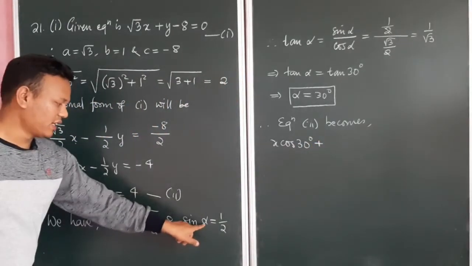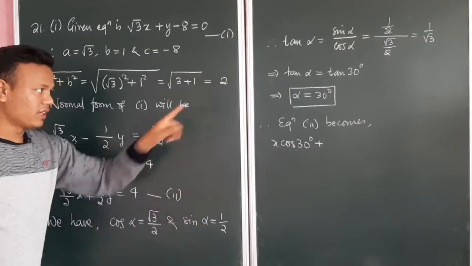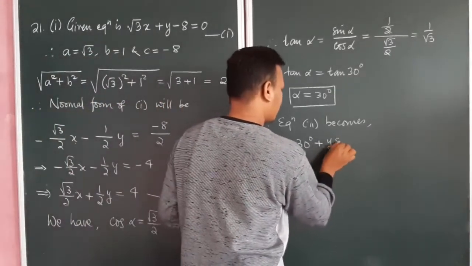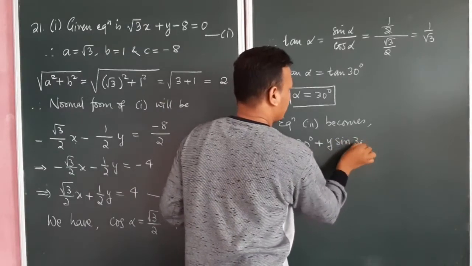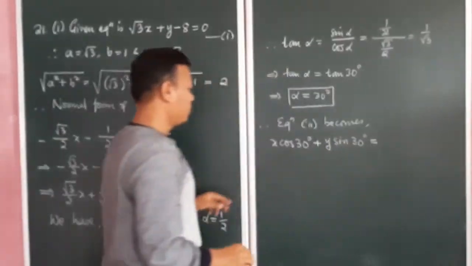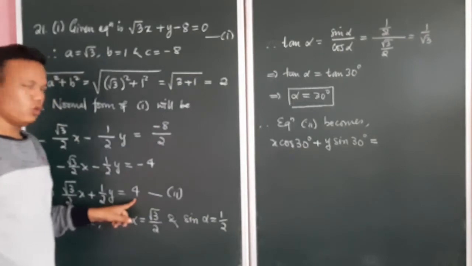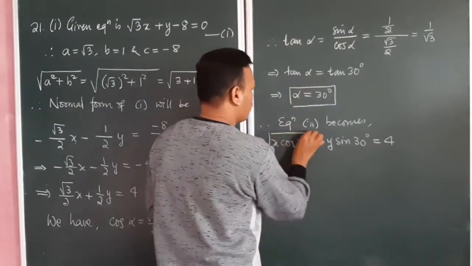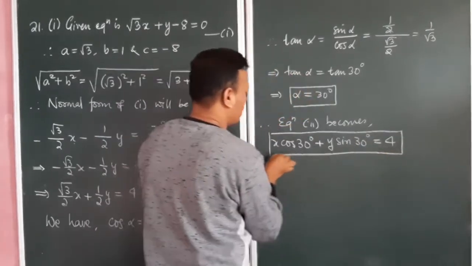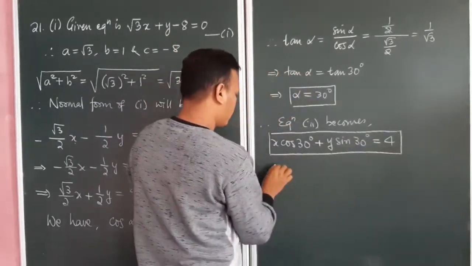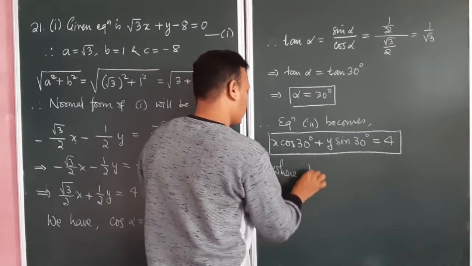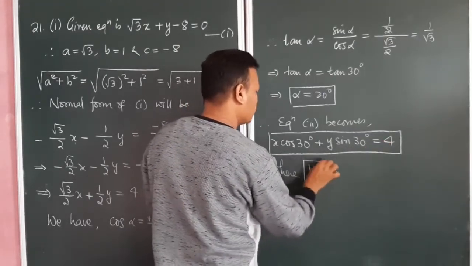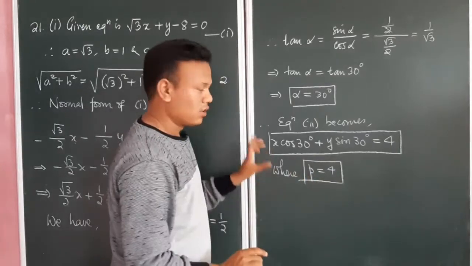is what? Half is sin alpha, and what is the value of alpha? Alpha is 30 degree. So therefore we have y sin 30 degree equal to p, and how much is p? P is equal to 4. So this is my normal form of equation 1, where the perpendicular distance from origin is p equal to 4.